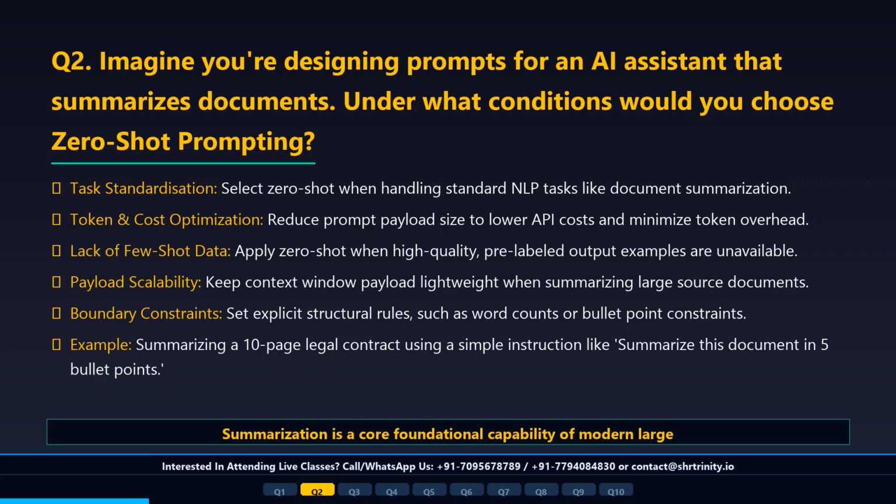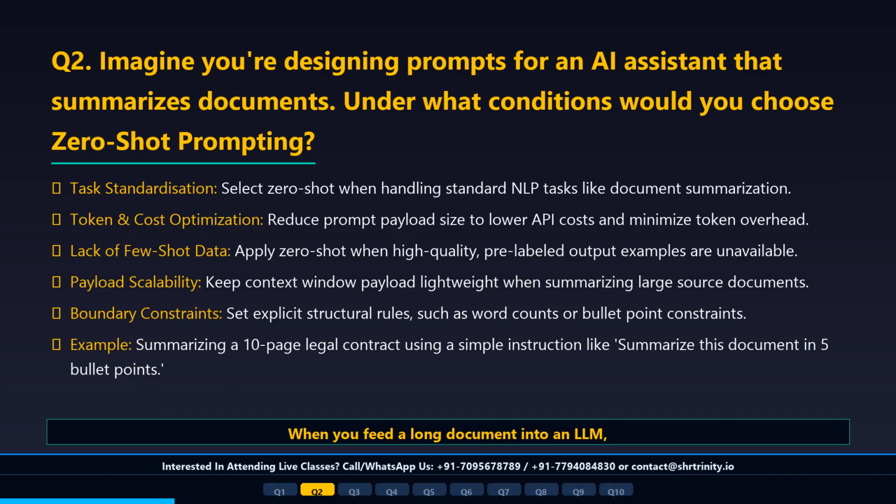Summarization is a core foundational capability of modern large language models. Because LLMs already understand how to compress text and highlight key insights, providing extra examples in the prompt is often unnecessary and wastes valuable token capacity. By using zero-shot prompting, you keep your context window payload minimal, which directly cuts down API request latency and operational expenses. Let's examine how this works in practice with our 10-page legal contract example.